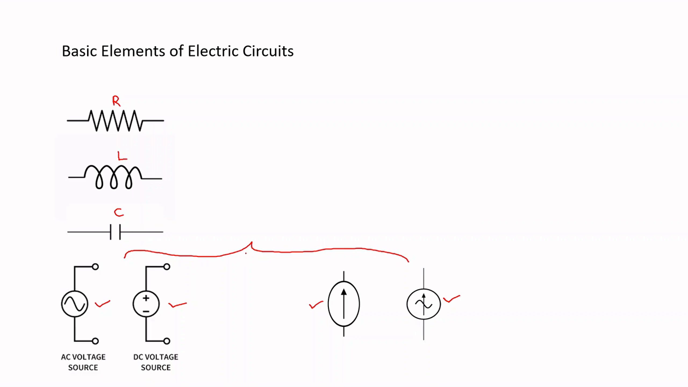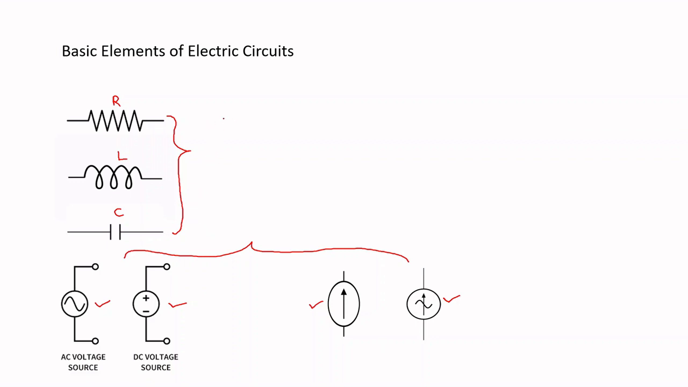So these elements are called active elements, whereas elements which are going to dissipate the energy are called passive elements. The best examples for passive elements will be resistors, inductors and capacitors. So these elements will dissipate energy, so that's why they are called passive elements. And elements which are going to act as sources of energy are called active elements.